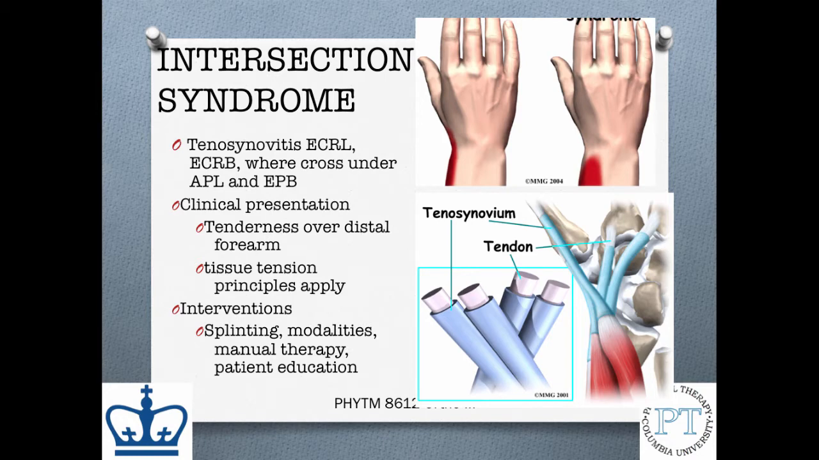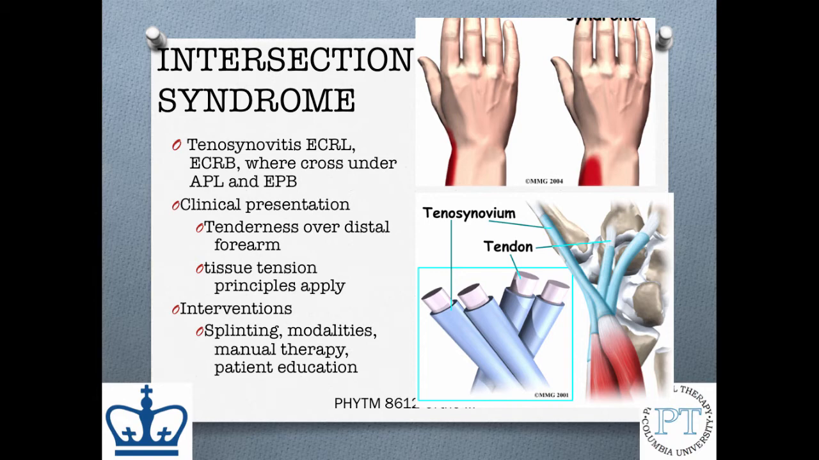The next common tenosynovitis is known as intersection syndrome, and this occurs where the first extensor tendon compartment and the second extensor tendon compartment meet. So the first is APL and EPB, and the second is extensor carpi radialis longus and brevis. So where those two groups cross is a common friction site, and it can cause some irritation.